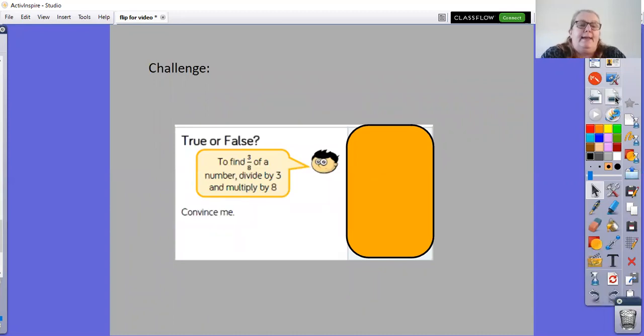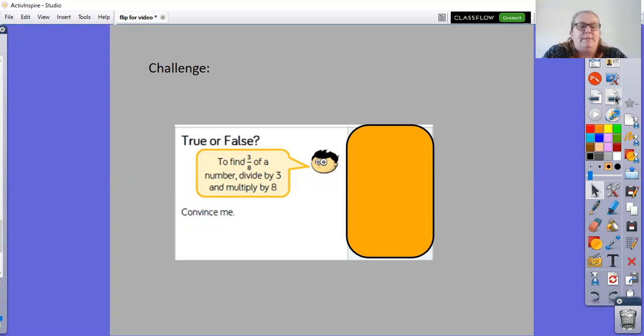It says to find 3/8 of a number, divide by 3 and multiply by 8. Do you think that's right or wrong? And you've got to convince me. So pause the video, think about what it's saying. Think about what we've been doing. Is it doing what we've been doing? Then that should give you your answer. So pause the video and then come back in a moment for the answer.